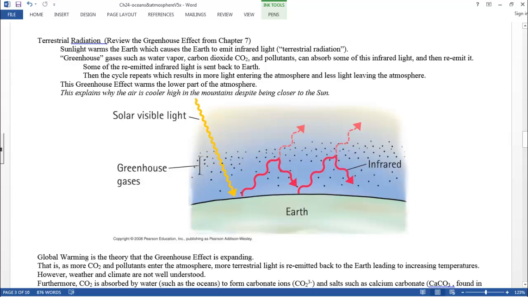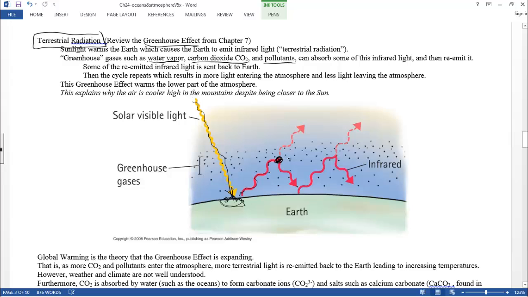Okay, let's talk about the greenhouse effect. We saw that before, but now we're going to call it terrestrial radiation. So the idea is that sunlight comes down, passes pretty much straight through the atmosphere, does not get absorbed, strikes the Earth, and the ground absorbs the sunlight and warms up. It uses that heat energy to glow in the infrared, so it's a longer wavelength and lower energy. And it turns out that these wavelengths of light, the infrared, can be absorbed by molecules in the atmosphere, mainly water, carbon dioxide, and other pollutants.